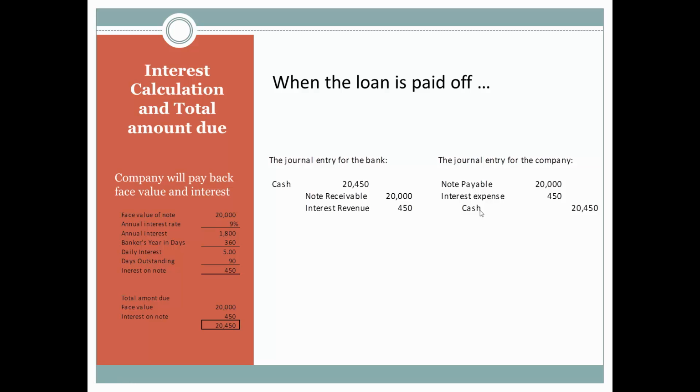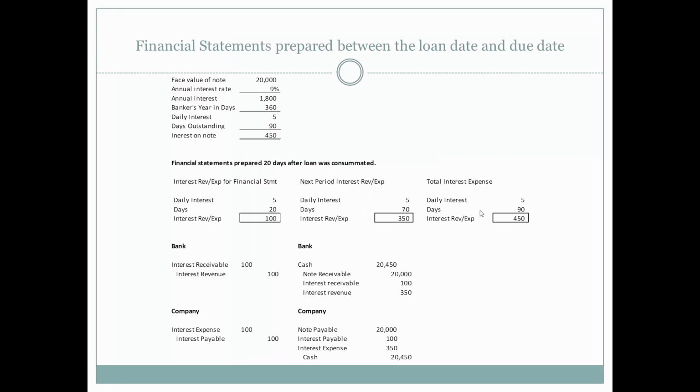Now, let's look at a little bit more of a complicated scenario when financial statements are prepared between the loan date and the due date. So here we have the same calculation from the other page, but in this instance, financial statements are prepared 20 days after the loan was consummated. Now, we learned when we did adjusting journal entries that we have to bring all of the amounts in the general ledger up to date so that they will be correctly stated on the financial statement date.